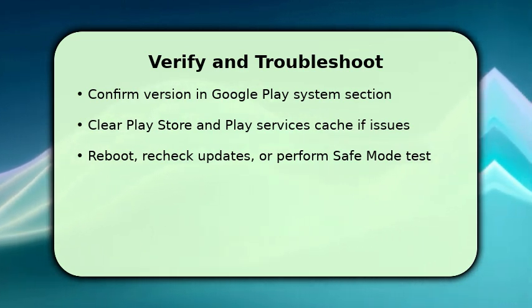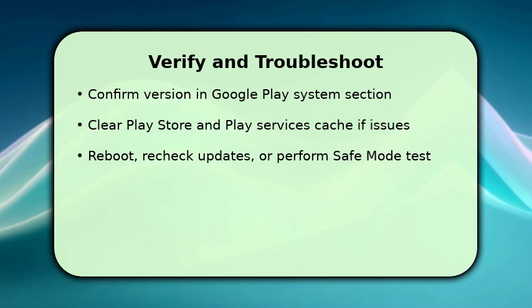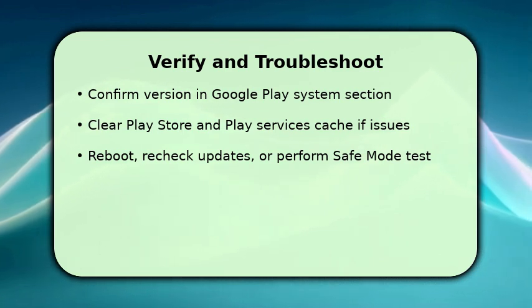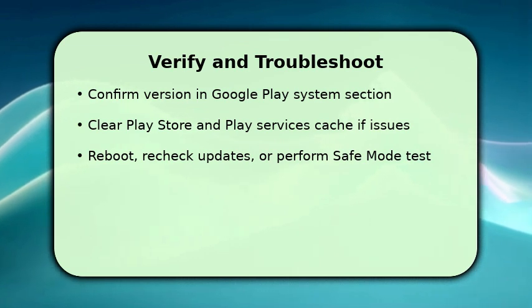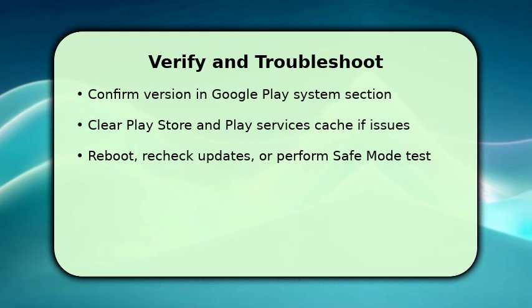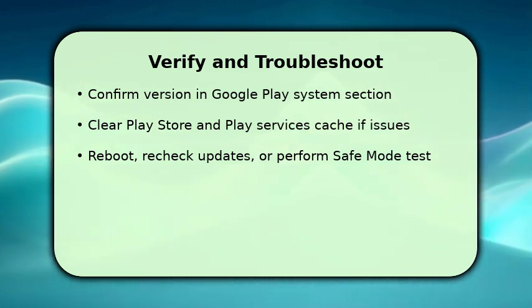If something went wrong, clear the cache for Google Play Store and Google Play Services and reboot, because cached files can block new components. Once done, recheck for updates. If problems persist, boot into safe mode to isolate third-party app interference. You can then uninstall a problematic app or retry the update to complete the process.